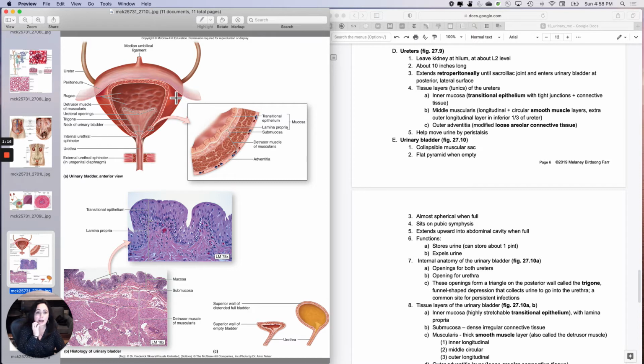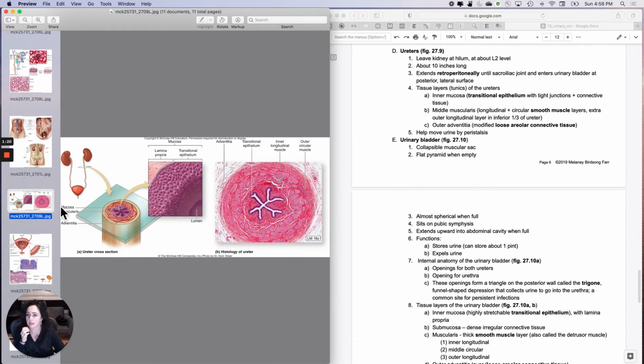of the urinary bladder. As far as the tissue layers that you find, they are going to be lined with transitional epithelium. Remember, we learned this at the beginning of the semester. And the transitional epithelium is going to have tight junctions because we've got waste in there and we don't want it to leak back out. And then they're going to have connective tissue, which is called the lamina propria. You don't have to know that name though. And then they are going to have smooth muscle in their wall in a muscularis layer.